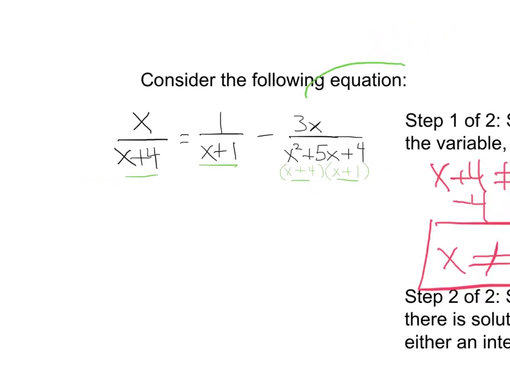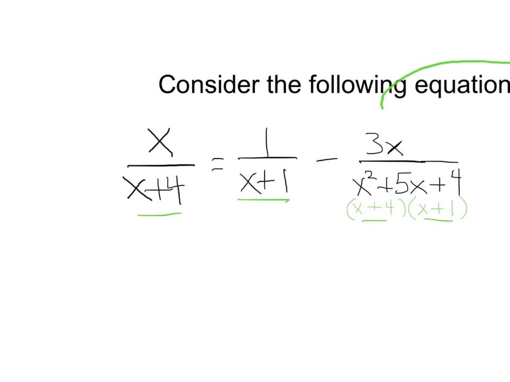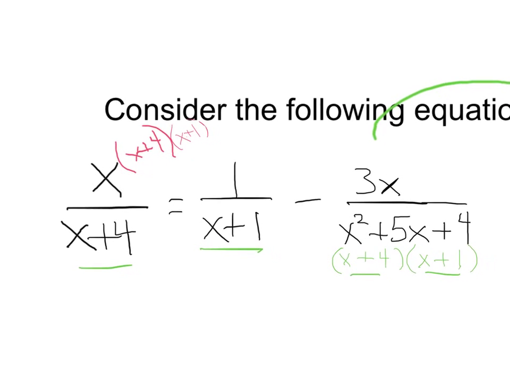Okay, and then solving this, we need a common denominator. Our common denominator is actually going to be those same denominators, x plus 4 and then x minus 4. Or not minus 1, x plus 1. Let's erase this. x plus 4 and x plus 1. So we're going to take that common denominator times every single one of those terms.